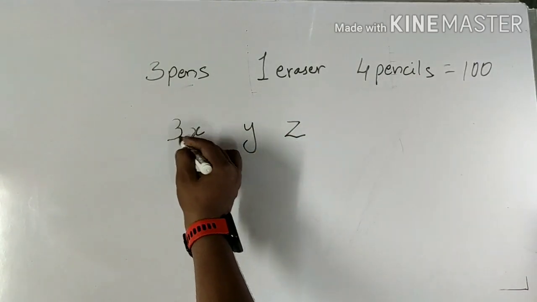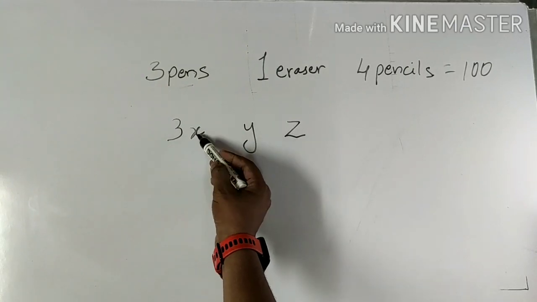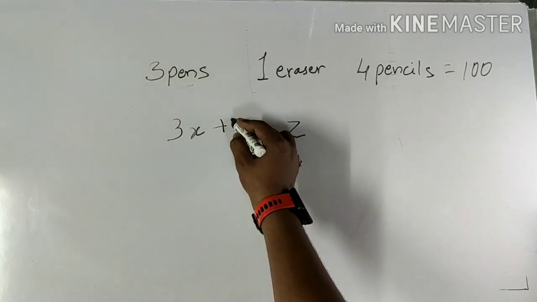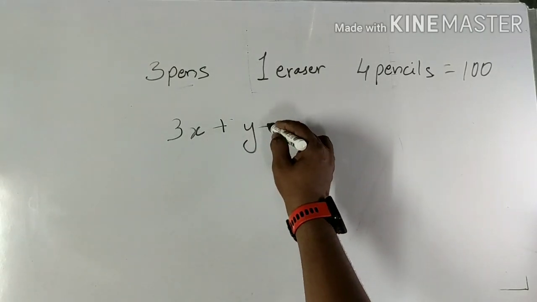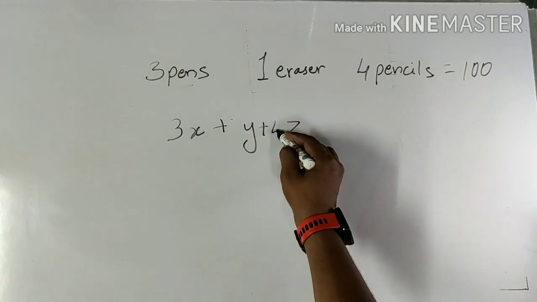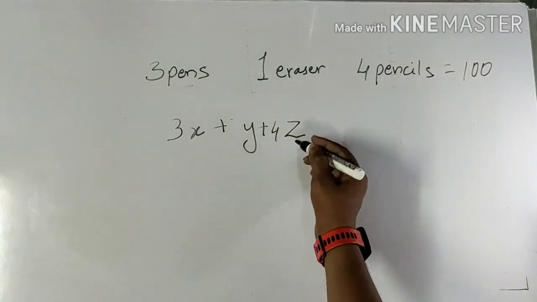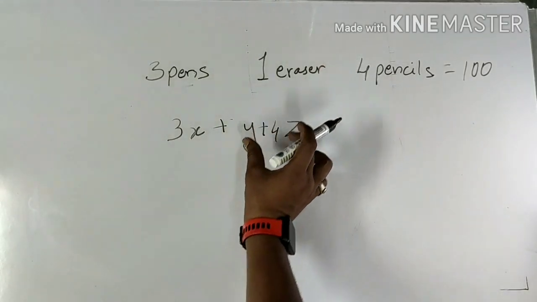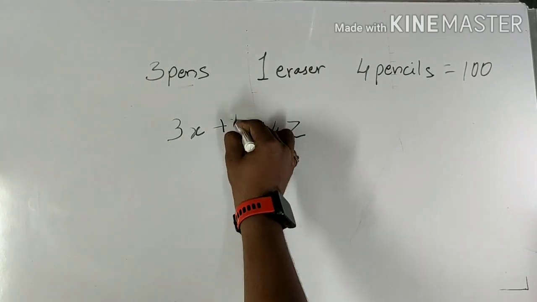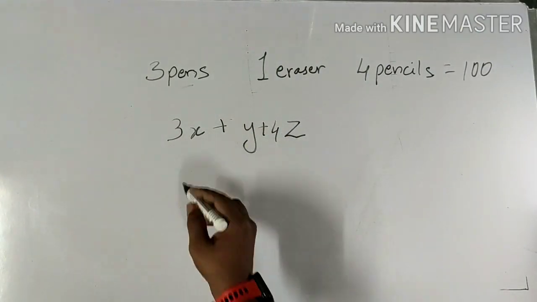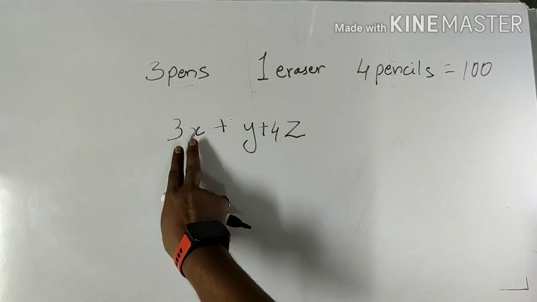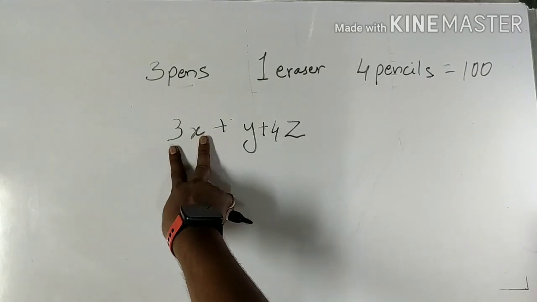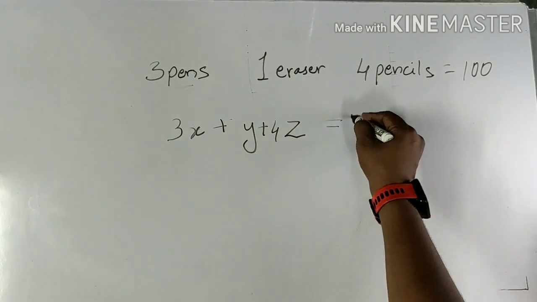So 3 pens, the cost of 1 pen is X, the cost of 1 eraser is Y, the cost of 4 pencils is Z, the cost of pencils is Z, so total cost of 4 pencils is 4Z. Total cost of 1 eraser is 1Y. 1Y can also be written as single Y. Cost of 3 pens is nothing but 3 into cost of 1 pen, that is 3x. Total cost of 3 pens is 3x. Total sum gives me rupees 100.